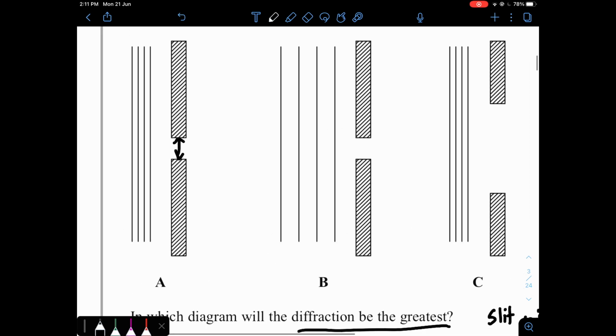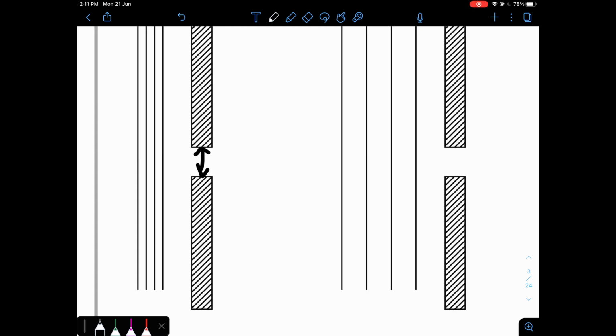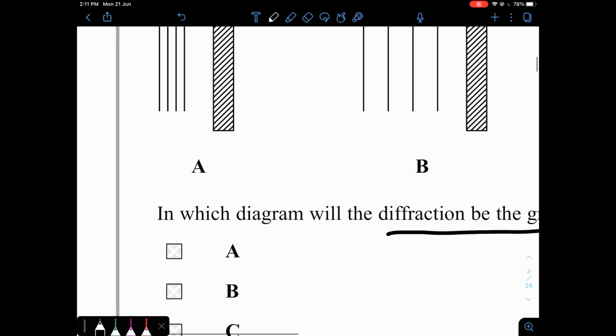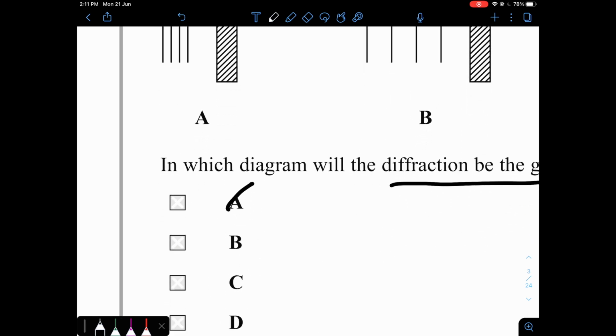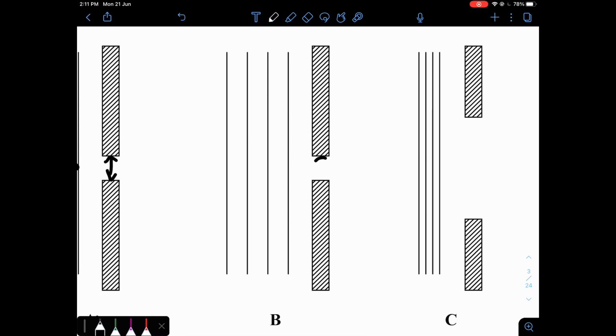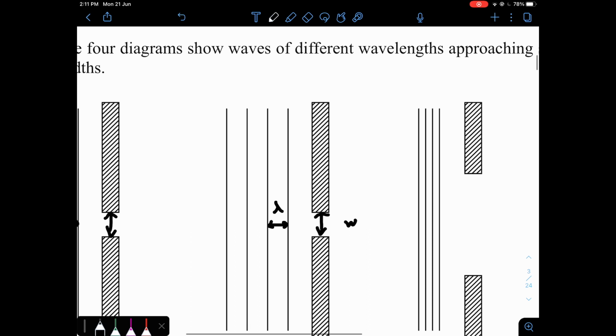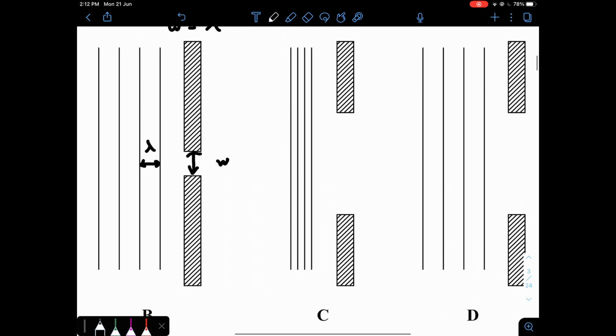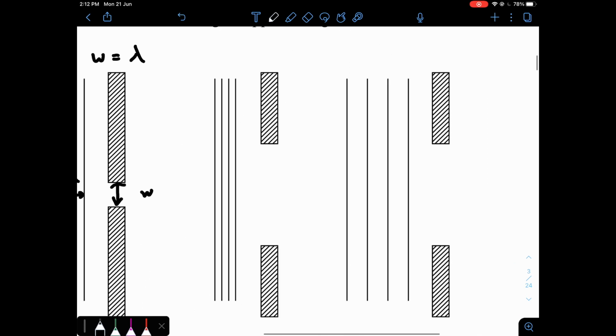Now you can see for A, that the width is too small. The wavelength is too small. So we can get rid of A, as this is not one of our options. Now let's look at B. You can see B has the slit width approximately the same size as our lambda, right? So we can say that this probably is the correct answer. So let's just put this here. W equals lambda.